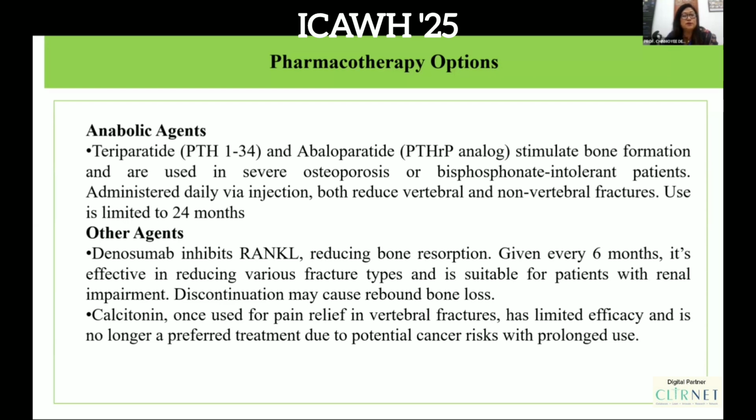The other agents like denosumab inhibit RANKL, reducing bone resorption. Given every 6 months, it is effective in reducing fractures. For pain relief in vertebral fractures, calcitonin has limited efficacy and is no longer a preferred treatment due to potential cancer risks with prolonged use. Nowadays, it is not popularly used due to cancer risks.